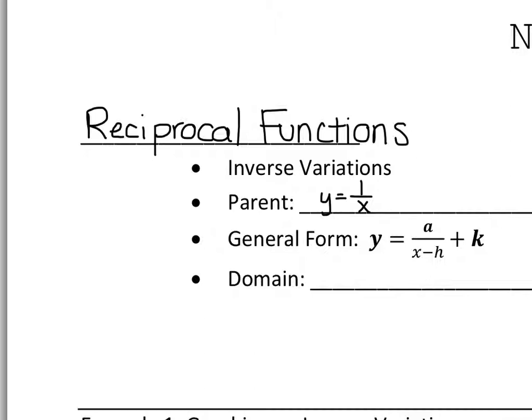That is your parent equation right there. That is an inverse variation, which is what you were doing in 9.1. Direct variations, the x will be on top. Inverse variations, the x is in the denominator.